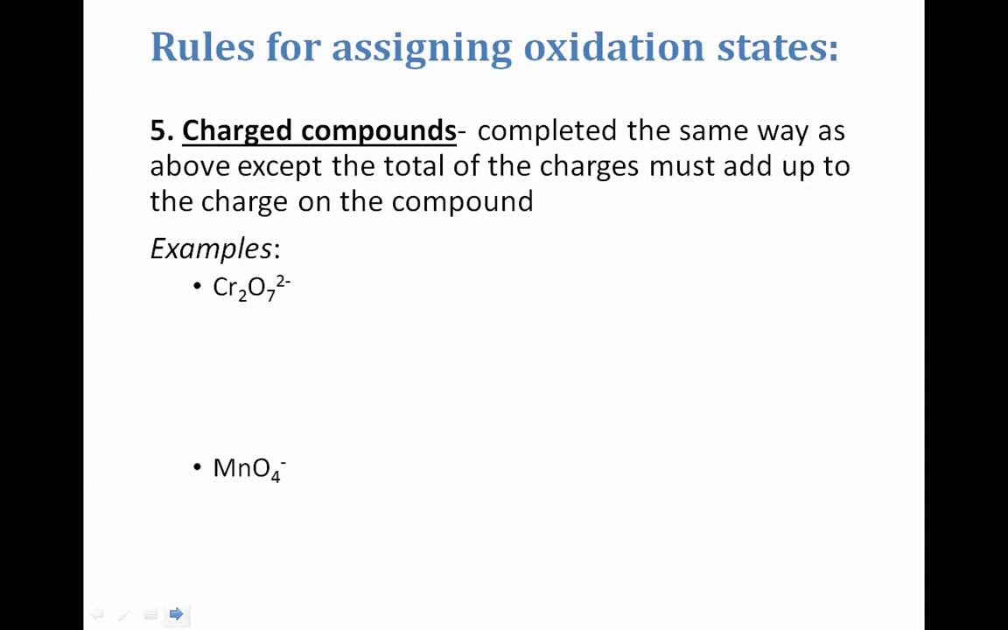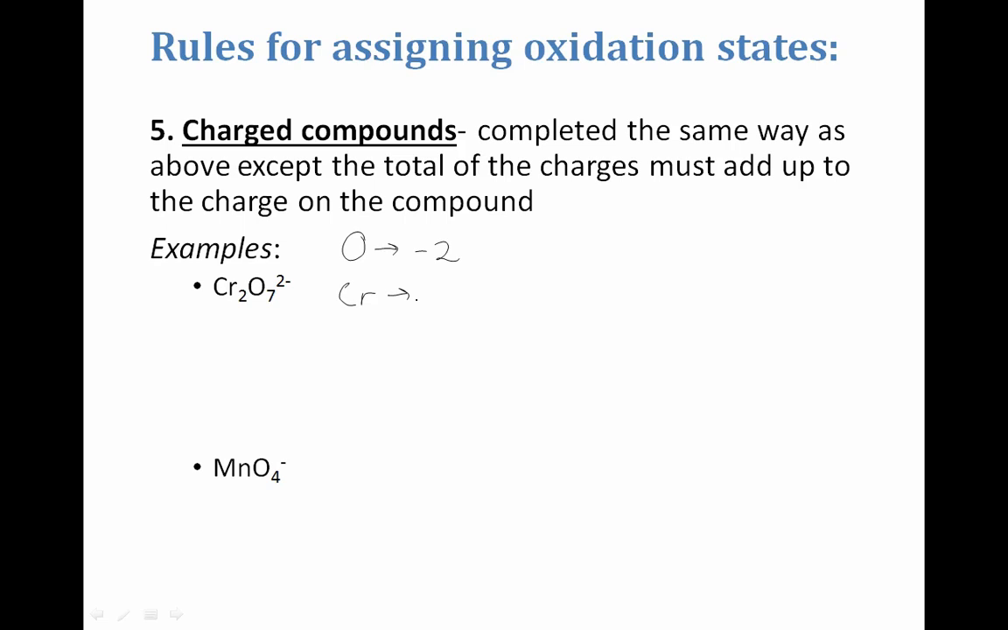Number 5, charged compounds. You want to complete them the exact same way as what we just did for covalent compounds, except now the total of the charges must add up to the total charge on the compound. So that math that we did previously shouldn't add up to 0 anymore. It should add up to the charge that you see present on the compound. So oxygen, what's oxygen always? -2. What's chromium? We don't know.